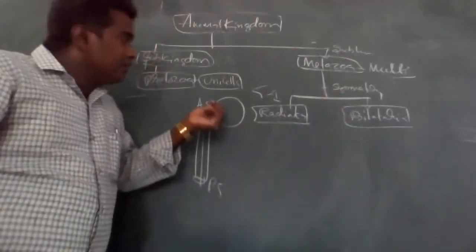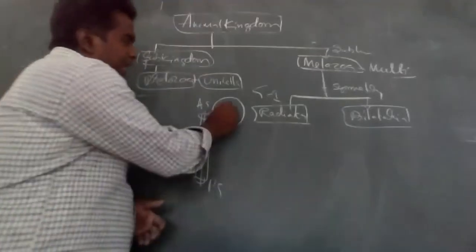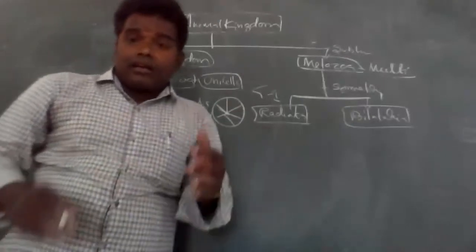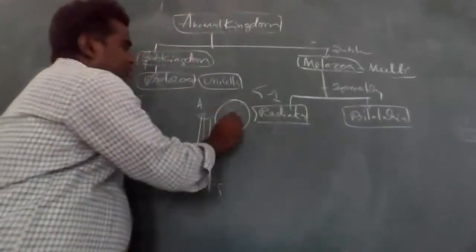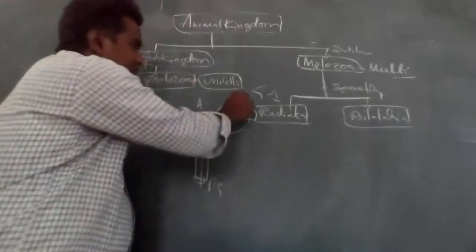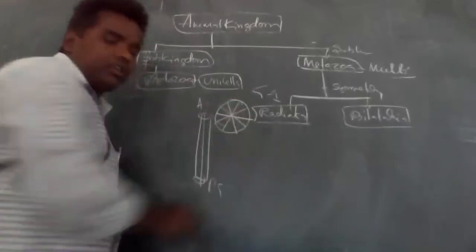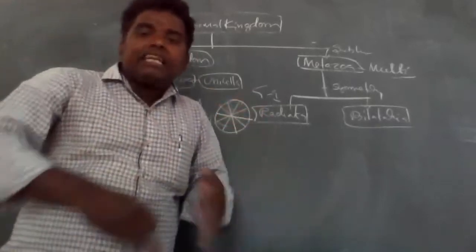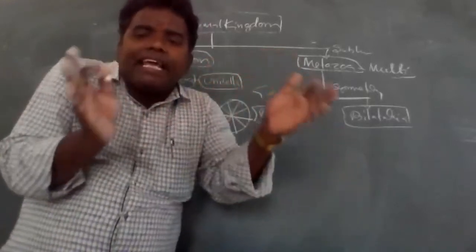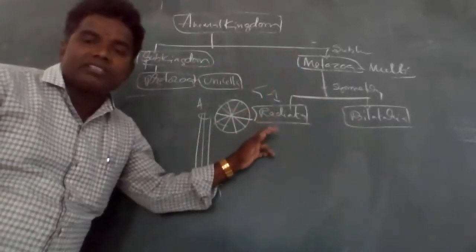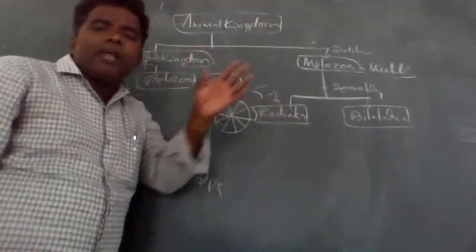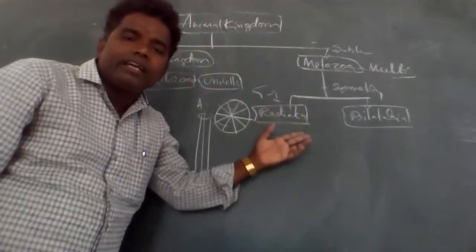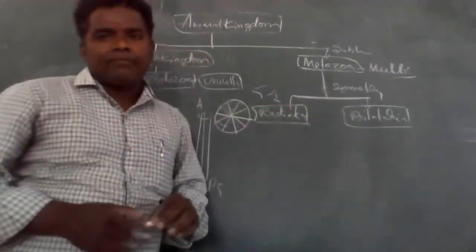We should cut the animal from any direction at any plane. In radial symmetry, the animal is like a ball-like structure. We cut through the central axis in this direction, this direction, this direction. From any direction at any plane, two equal halves should occur. That is called radial symmetry. Animals with radial symmetry belong to the grade Radiata.